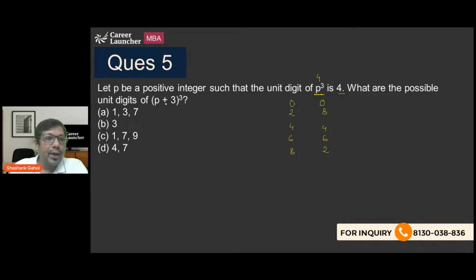Now, unit digit of p plus 3. So unit digit of p plus 3 is going to be 7. 7 cube, so what is the unit digit of 7 cube? That's going to be 3. That's option B. We can easily get the answer of these kinds of questions.